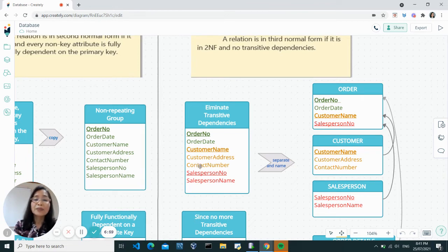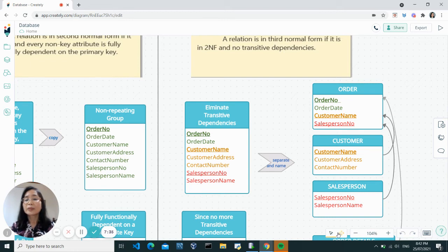So we have to separate this as one table. Likewise, salesperson number is dependent on order number. Yes, but for me to know salesperson name, I don't need to know order number. I just have to know the salesperson number. So we separate and name this into three separate tables. We have order, and we have the customer, and salesperson.